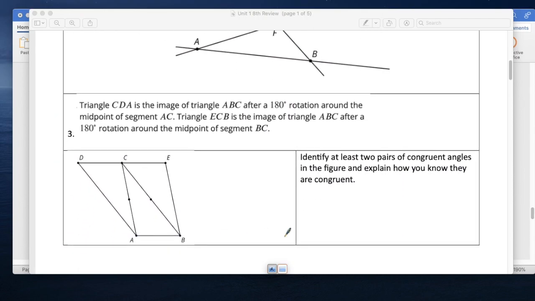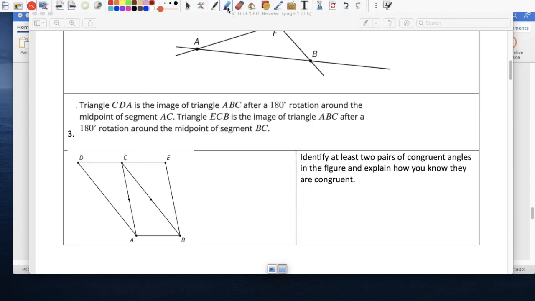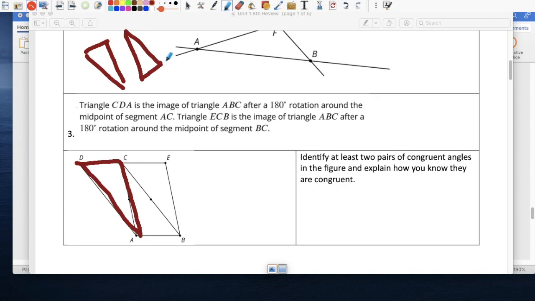All right, so triangle CDA. Let's identify CDA. First of all, CDA is this triangle right here. This is C, that triangle. So imagine that triangle, and we rotate CDA 180 degrees. If I take this, something that's pointing down right now, and rotate it 180, it's going to now point the other way, right? So let me just make this a little bit nicer.